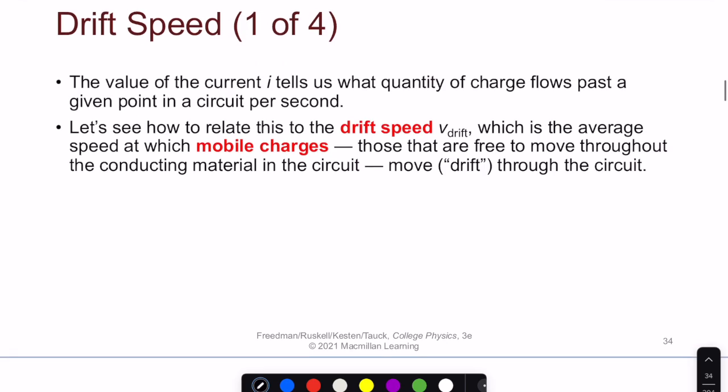So I want to talk about a really interesting concept, and that's called drift speed. The current I tells us what quantity of charge flows past a certain point per second, right? Let's see how this relates to the actual speed, or the average speed, at which the charges are moving through the wire in the circuit.